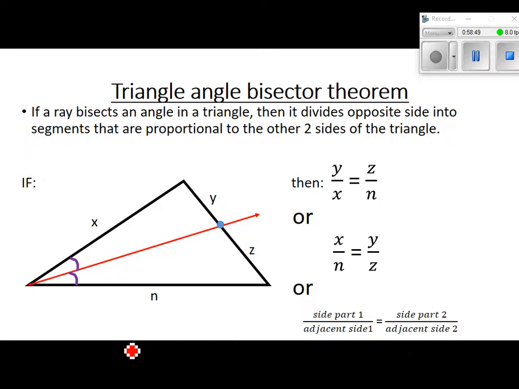She might do something like this and look at it, it's set up this way. She draws a fraction bar here, so what's her first ratio? X over n, and she knows that that equals, what's her second ratio? Y over z. If it's easier that way, do it that way.